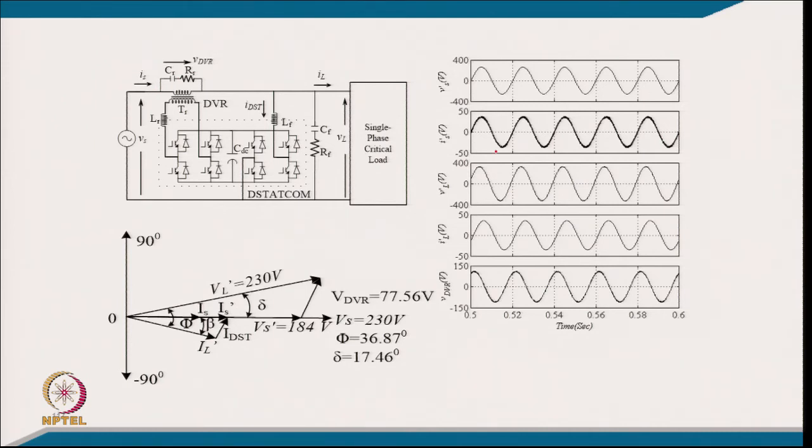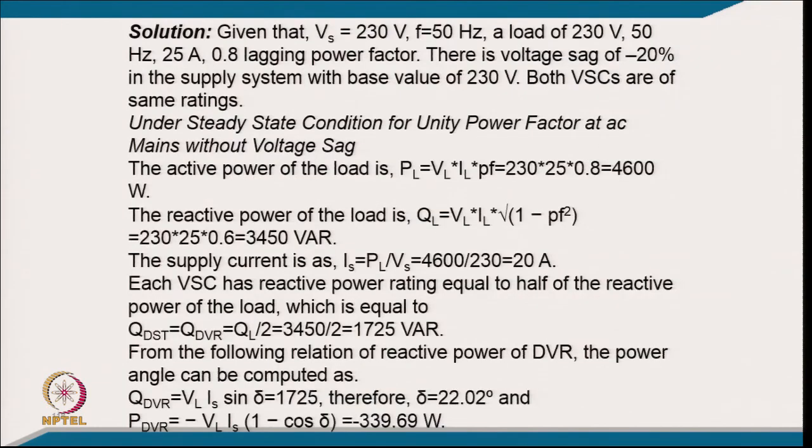So, you have a supply voltage, supply current corresponding to the power, and this is the load voltage, load current, and this is the DVR injected voltage, so that the load voltage is regulated, compared to the voltage sag on the supply typically.